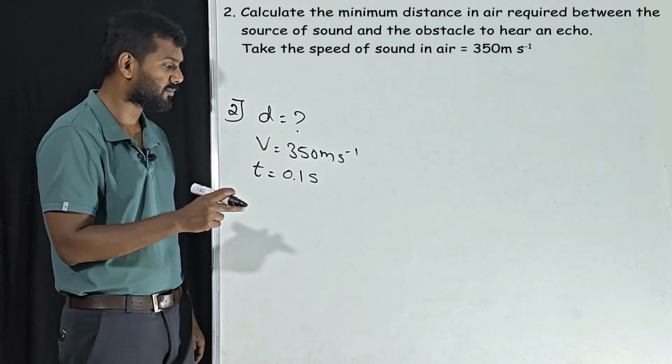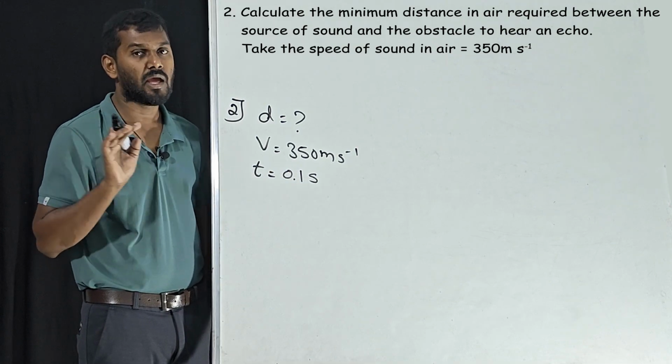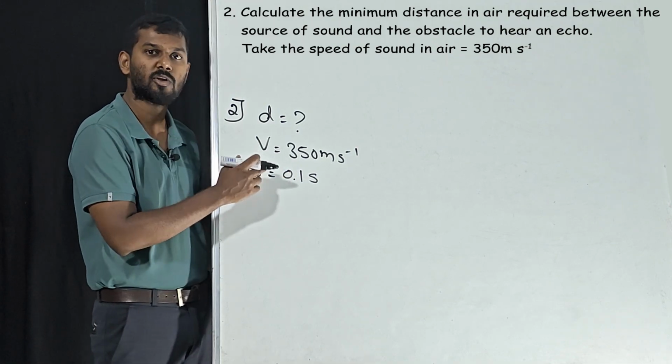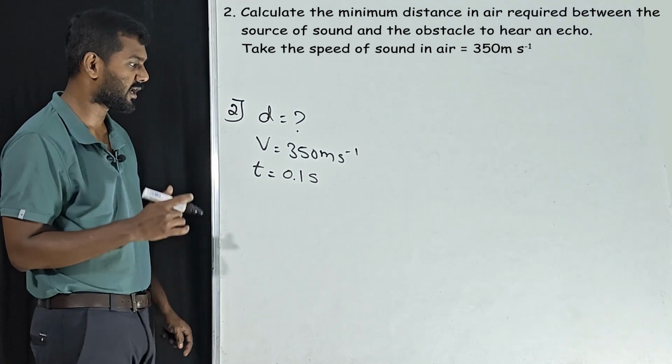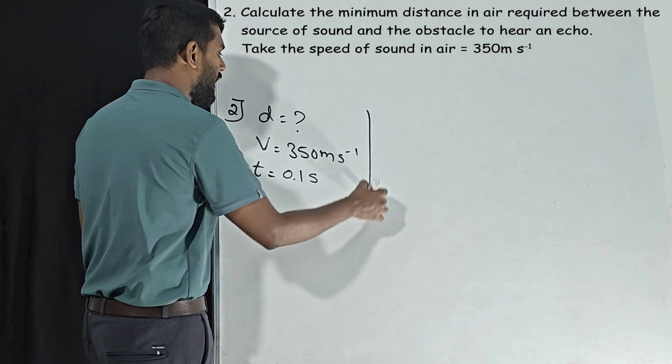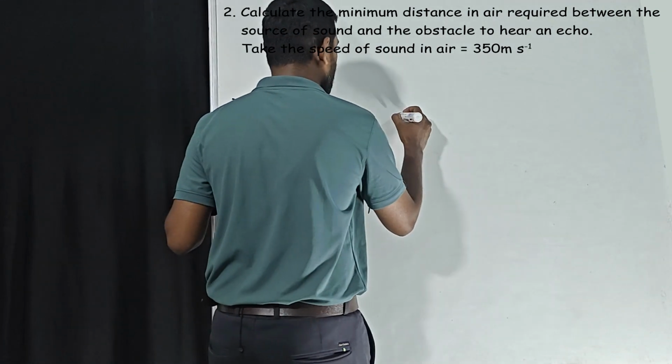Keep this in mind, because we know if it is less than 0.1 second, we are not going to get an echo. So the minimum time is 0.1 second. If it is not mentioned, we can assume it as 0.1 second. Now these are the data, and we need to find the minimum distance for echo.